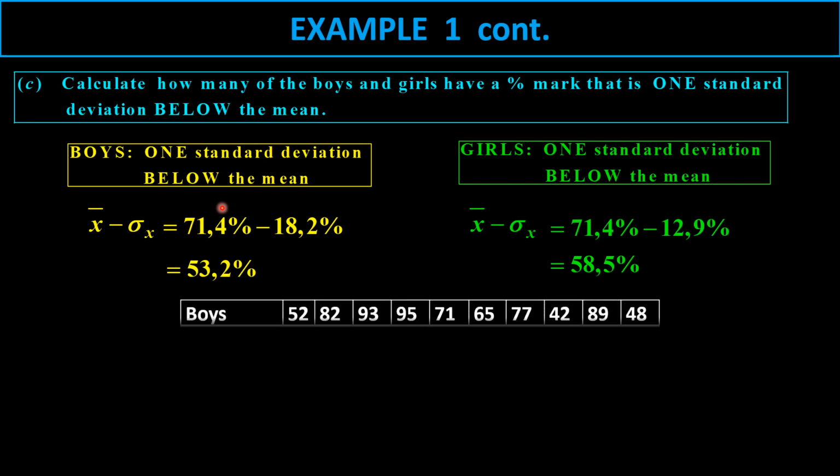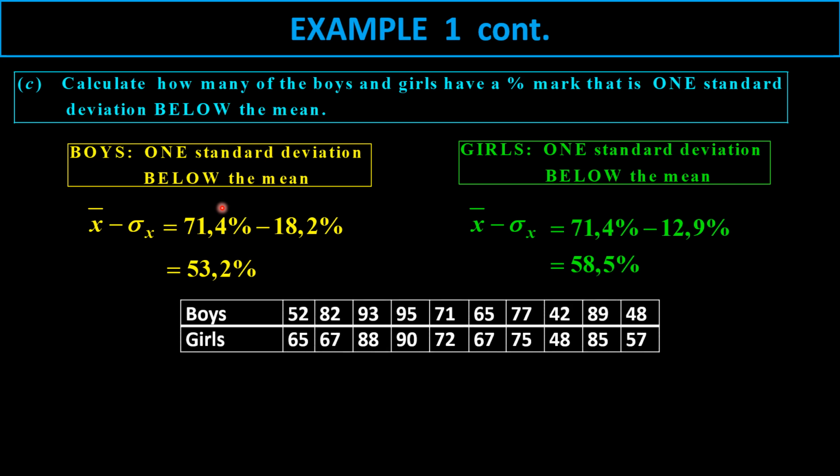So let's look at our table that we have there. If we look at the boys, how many of the boys have a percentage less? Below means less than. So let's see, less than 53. So we can see it is going to be, that's correct, it's 52. And another one, that's correct, it's 42. And another one, 48. So how many of them are there? That's correct, there are 3 boys, right?